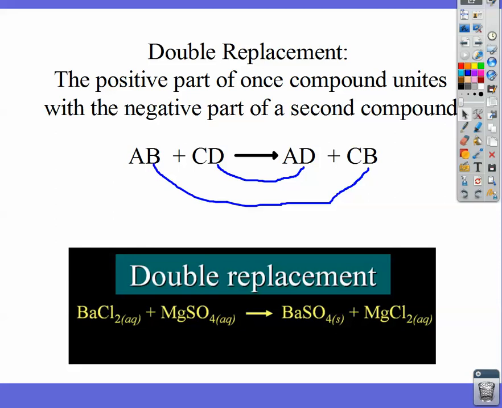You can see an example of that reaction down at the bottom, where we have barium chloride, and that joins together with magnesium sulfate. The barium comes in and replaces the magnesium to give us barium sulfate instead of magnesium sulfate. And the magnesium replaces the barium, so we get magnesium chloride instead of barium chloride. So there's 2 replacements that occur, which is why we call this a double replacement. So that's really kind of it.